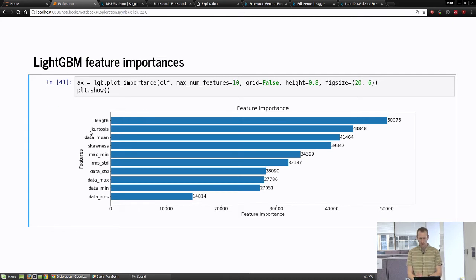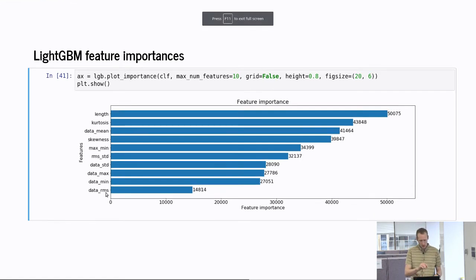Second is kurtosis that we took a look at earlier. We've got the mean of the data. We've got the skewness. And at the very bottom, we've got RMS. But one thing to be careful about, it can be misleading if you have two very similar metrics. The standard deviation and the RMS are telling me pretty close to the same thing. So if I only had one of the two, the other one would actually be higher up in my feature importance. It's called a collinear feature. So don't trust these importances entirely, but they're a pretty good first order approximation just to get started.